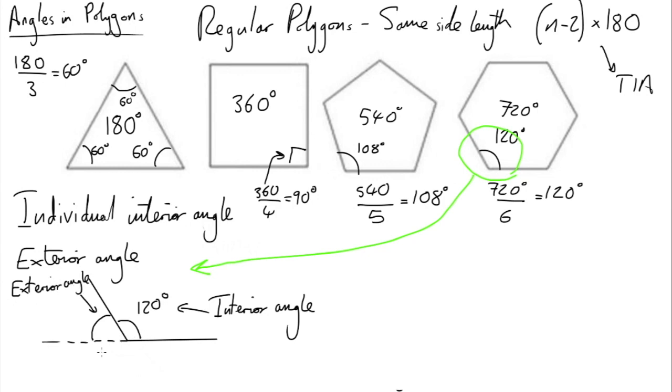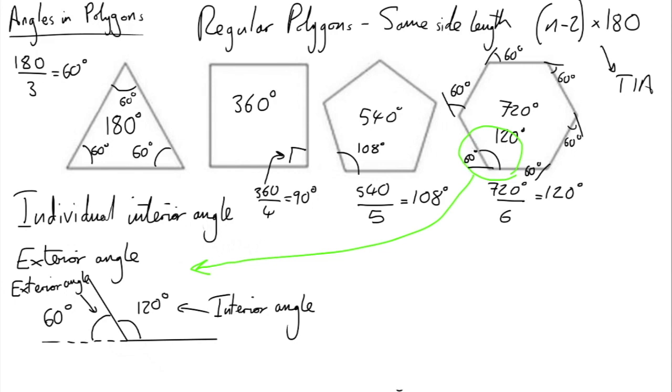Okay, and in this case, remember we've got a straight line, 180 degrees in total. 180 take away 120 is 60 degrees. So the exterior angle for this shape is 60. And I could draw some of these on as well. That's a terrible drawing, I'll get over it. So here, 60, 60, 60, 60, and a final 60.